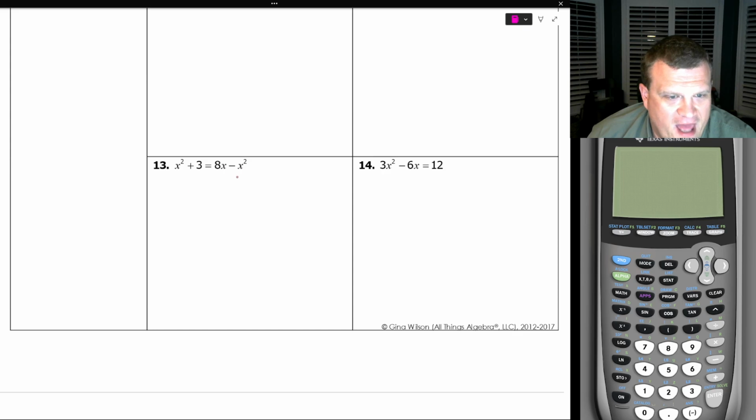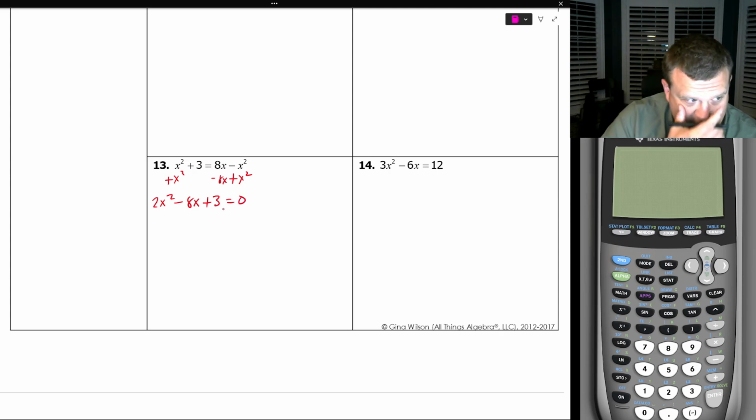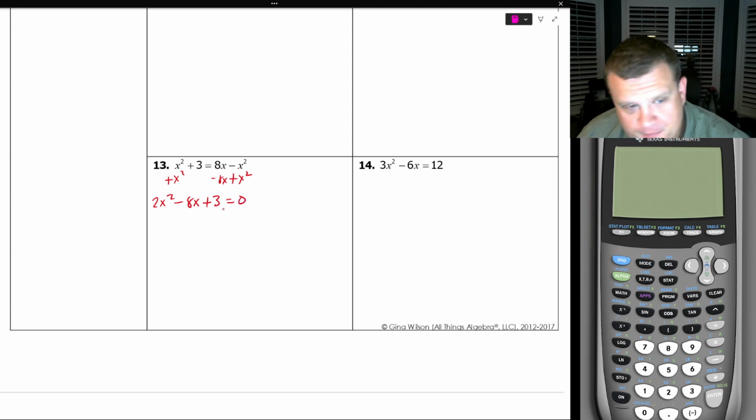So I'm going to add the x squared to both sides. I'm going to subtract the 8x from both sides. So this gets added here. So I'm going to end up with 2x squared. And then the negative 8x doesn't have any friends, so it just is negative 8x. And then the plus 3 doesn't have any friends, so it's just plus 3 equals. We've now made that right-hand side 0 in one fell swoop. Okay?